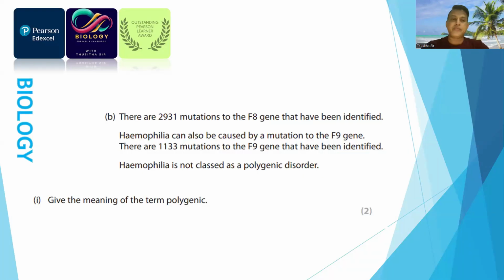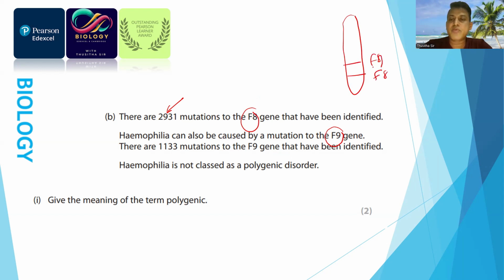Okay, next question. There are 2,931 mutations to the F8 gene that have been identified. Now, you know, there are many mutations we can find in genes. For example, cystic fibrosis. Again, it has many mutations. So likewise, we cannot always get one mutation, but some conditions like sickle cell anemia have only one mutation. Hemophilia can also be caused by mutation to the F9 gene. So F8 and F9 genes, 2 genes. So this is F8 and that's F9. So hemophilia comes from mutation of either the F8 or F9 gene.